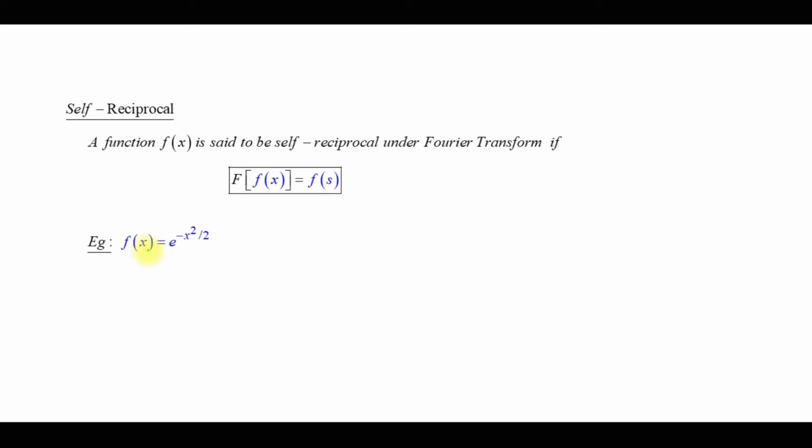Example, f of x equal to e power minus x square by 2. This is self-reciprocal because if we find Fourier of f of x, the answer should be e power minus x square by 2, since Fourier of e power minus x square by 2 equals e power minus x square by 2. So both are the same. The only difference is here x and here s. Thus, if f of x and Fourier of f of x have the same functions, then the given function f of x is said to be self-reciprocal.